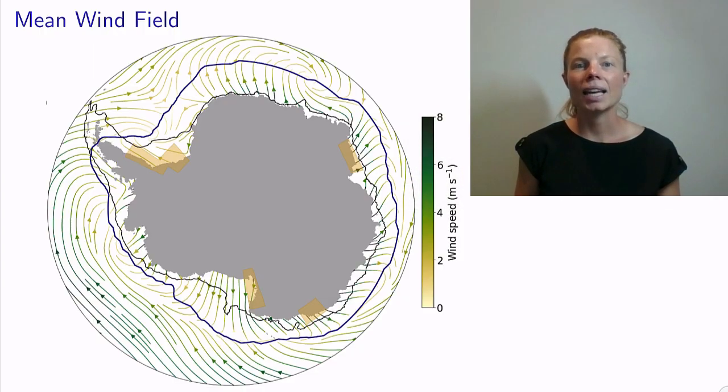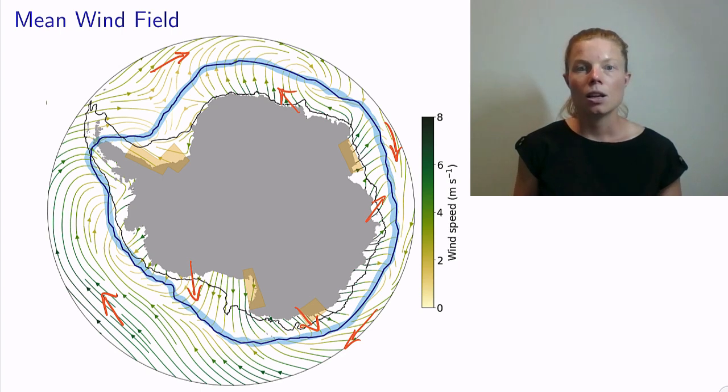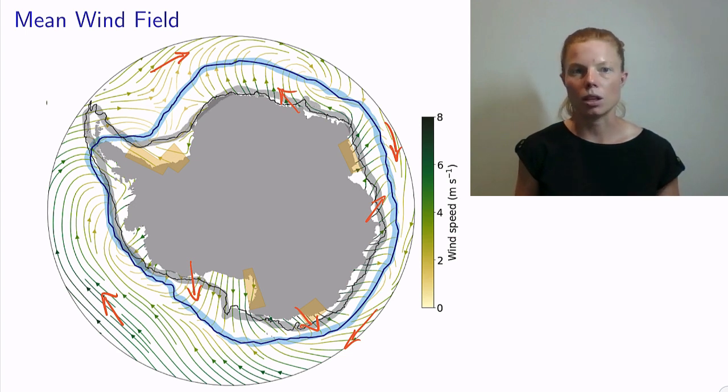Let's start by looking at the mean wind field in the far Southern Ocean. You see that north of this blue line, the zonal component of the winds is westerly, as it is over most of the Southern Ocean. But as you get closer to Antarctica, that is south of the blue line, the winds flip to easterly. Note that we are interested in the oceanic response to wind changes in the region southward of this thin black line, which shows the edge of the continental shelf.